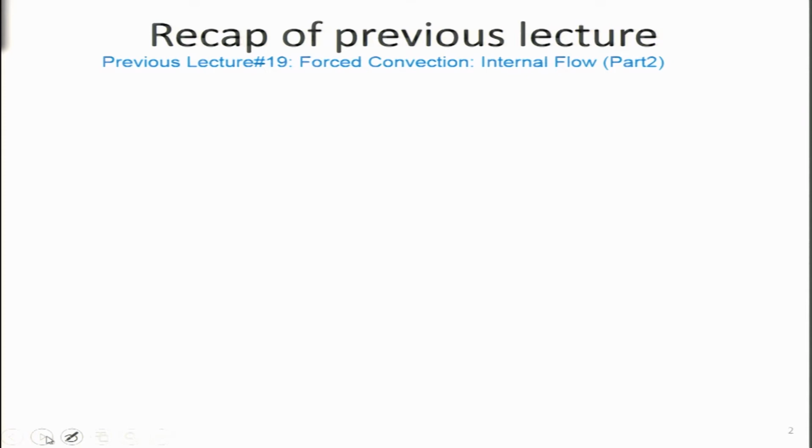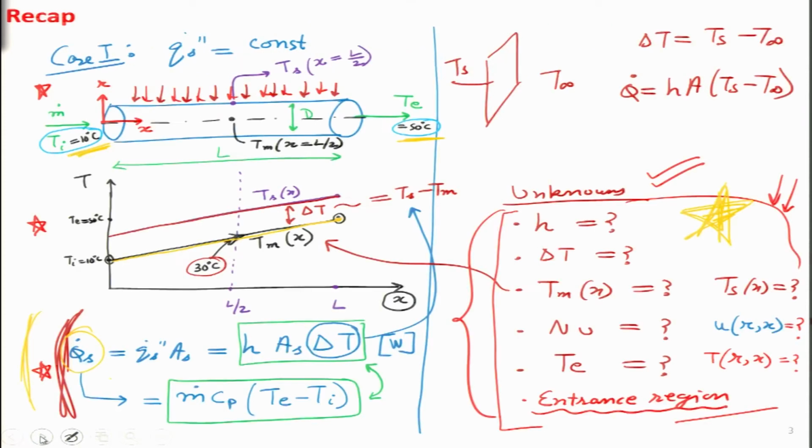Before we go ahead, let us do a recap of what we have done in the last one or two lectures, and today will be the day where we will be able to figure out all these unknowns. I think students have remembered that in the last two lectures we talked about internal flows. We had some basic understanding of the flow, but we want to figure out all the values of these unknowns.